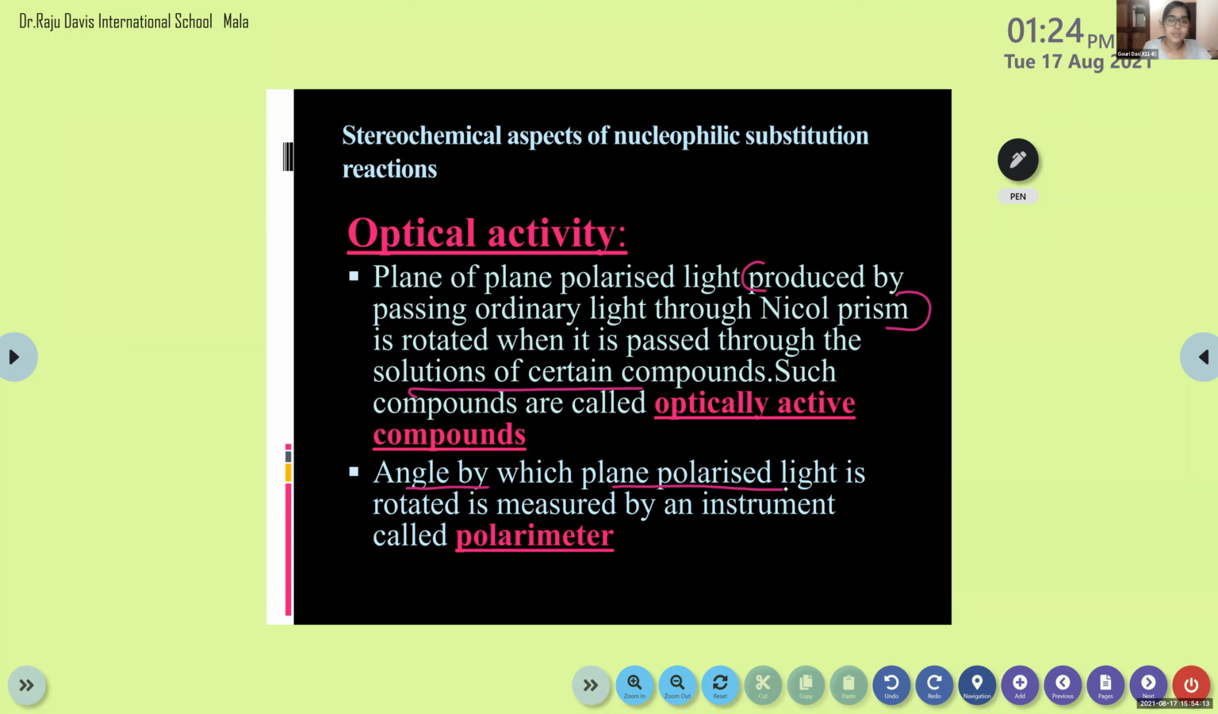Ma'am, yeah, Gauri. What is the meaning of plane polarized light? That, one minute.